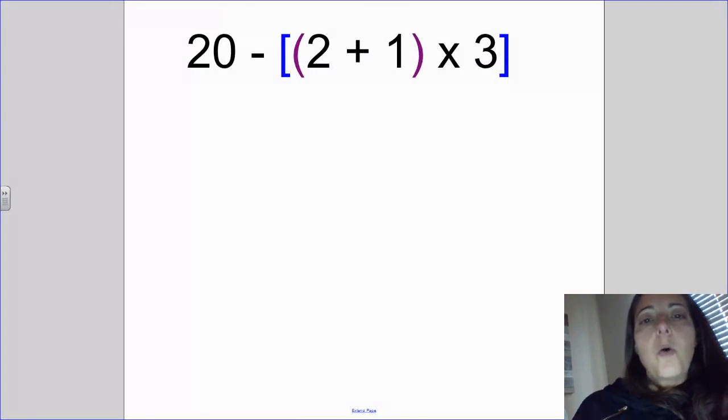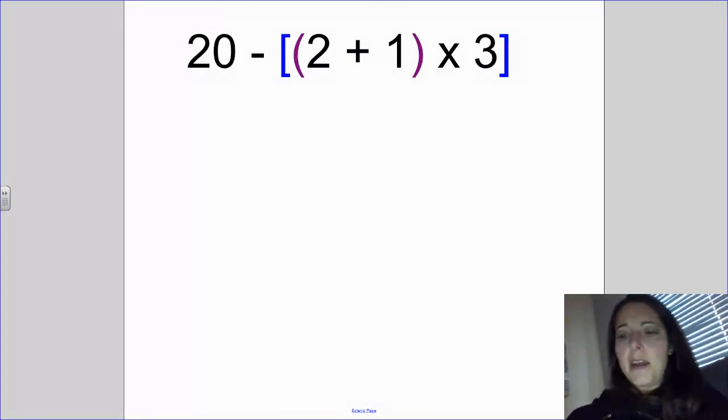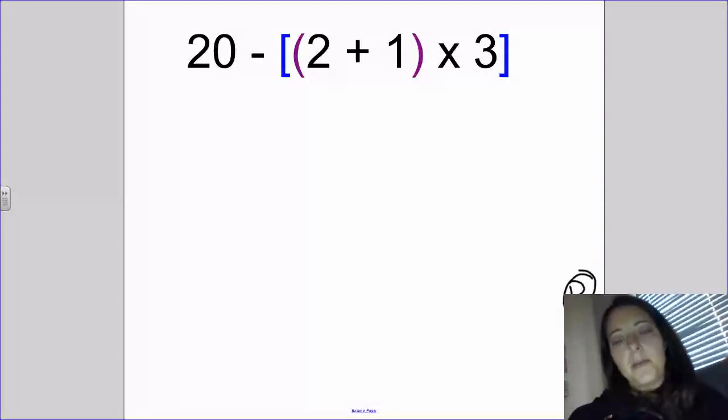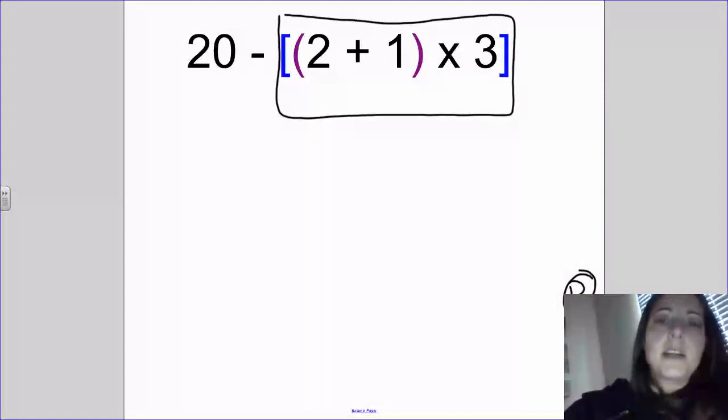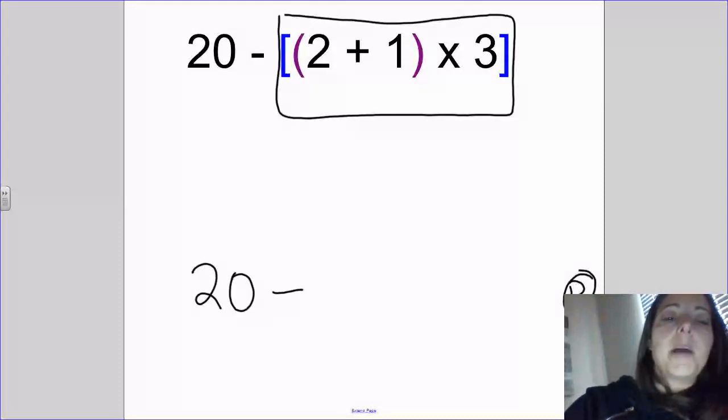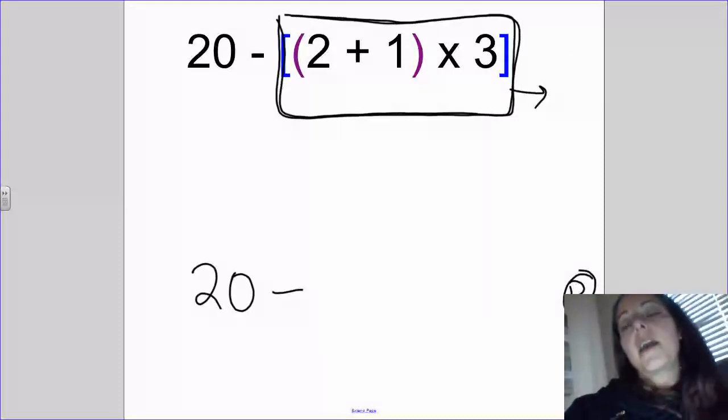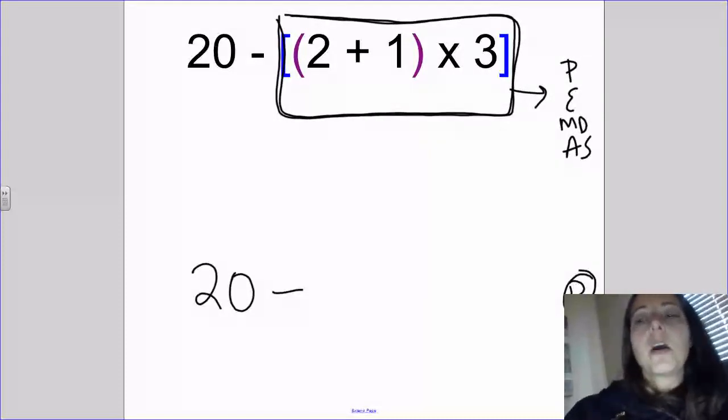I'm going to show you one more. And again, I'm going to put my little PEMDAS checklist here and get rocking and rolling. Do I have any parentheses? Yes, I do. I have this big old bracket. And when I'm done solving that bracket, I'm going to have 20 minus whatever that bracket is worth. To solve that bracket, I need to use PEMDAS. So I have to make sure that I do everything in order.